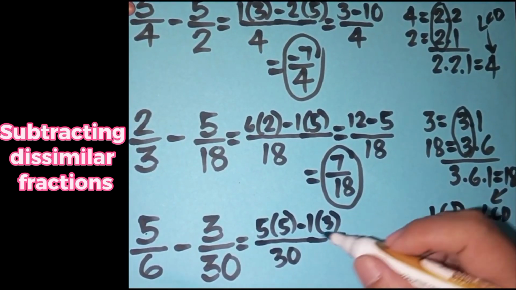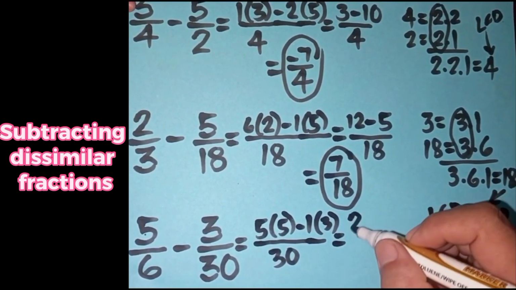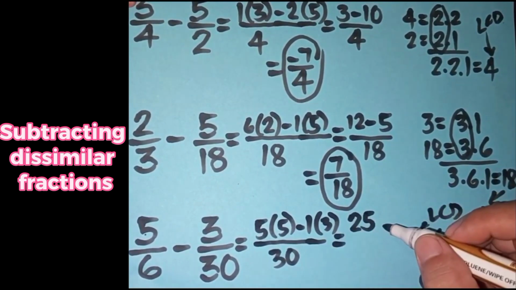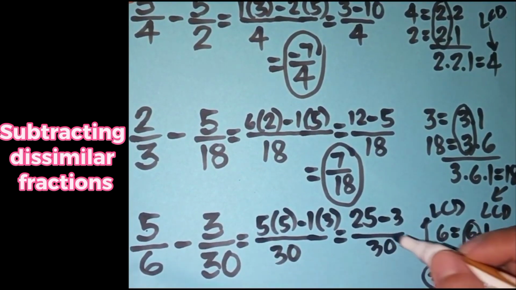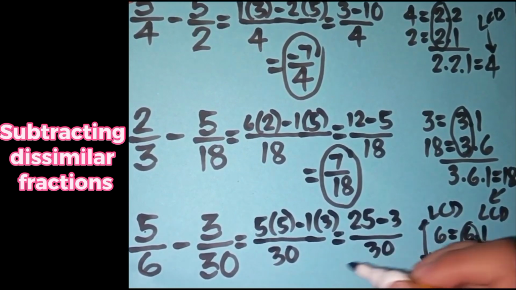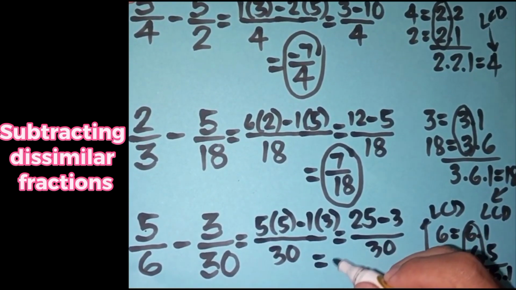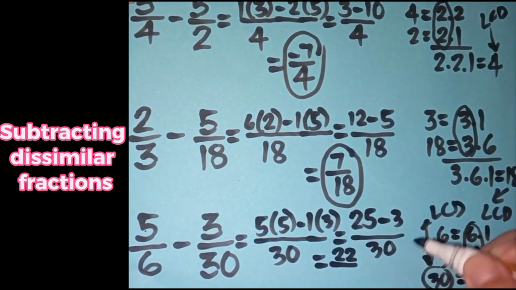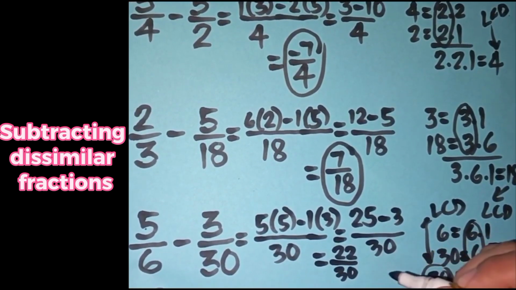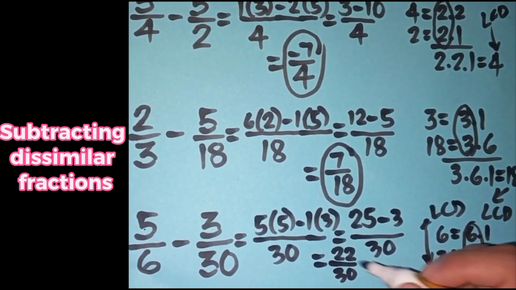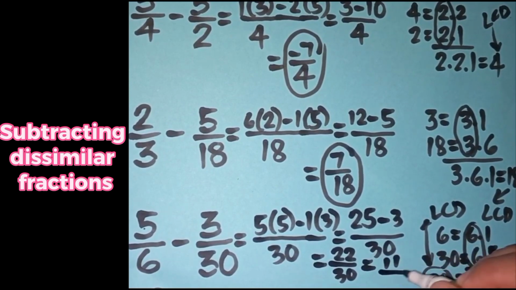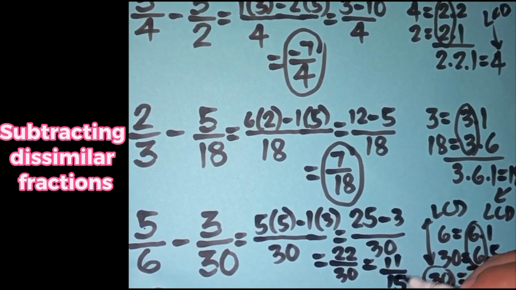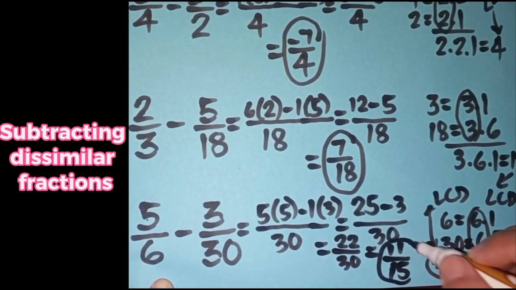Simplify, so we have 5 times 5, that is 25, minus 1 times 3, that is 3, over 30. So 25 minus 3 is equal to 22 over 30. Simplify further by 2: 22 divided by 2 is 11, over 30 divided by 2, that is 15. So the answer is 11 over 15.